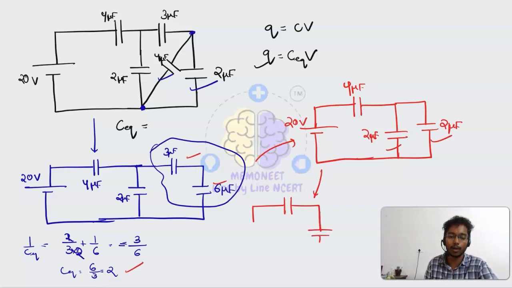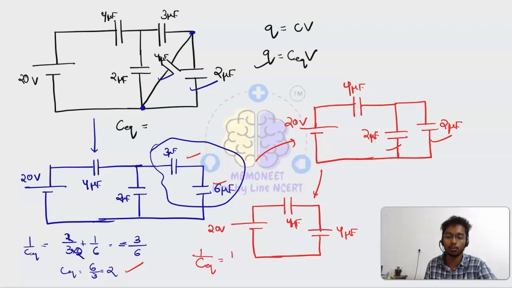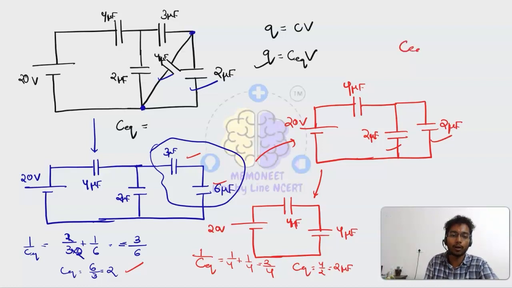It has 4 microfarad, here it is 4 microfarad, and it is a 20 volt battery. These two 4 microfarad capacitors are again in series. So 1 upon C equivalent is equal to 1 upon 4 plus 1 upon 4, which means 2 upon 4. So C equivalent is equal to 4 upon 2, that is 2 microfarad. So the C equivalent we found is 2 microfarad.